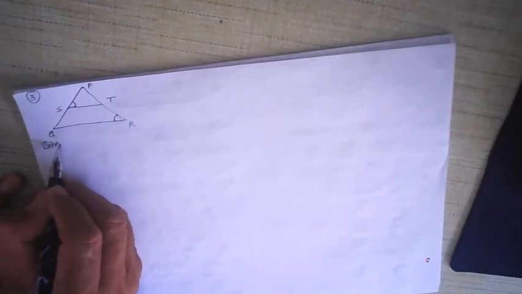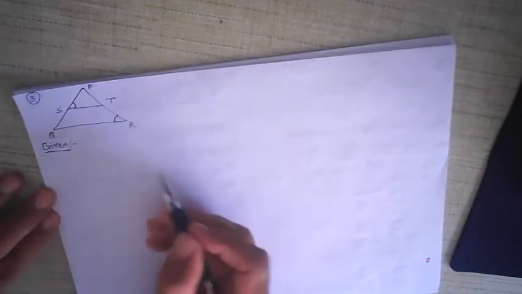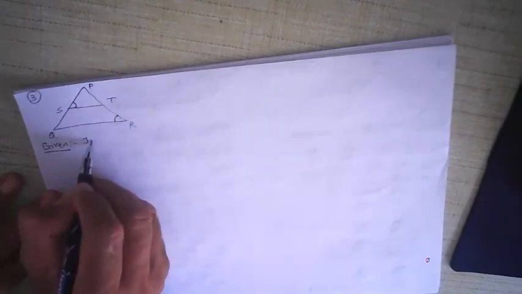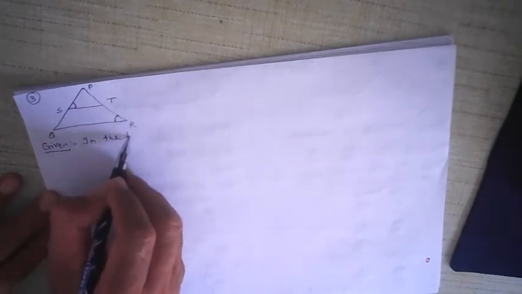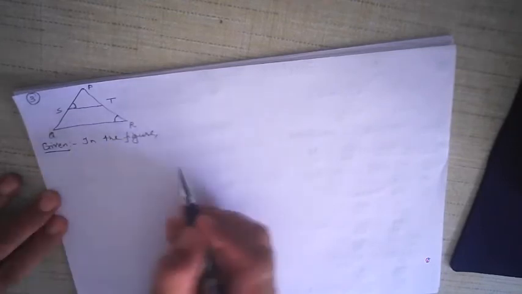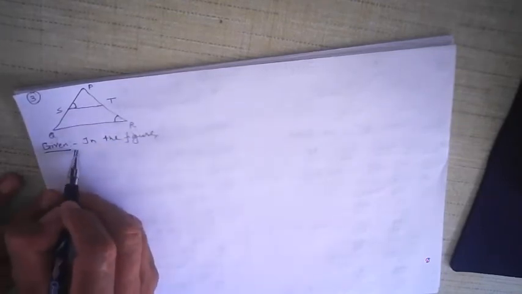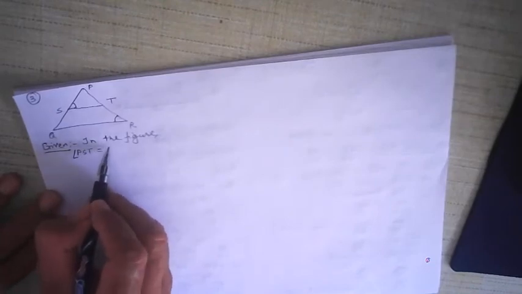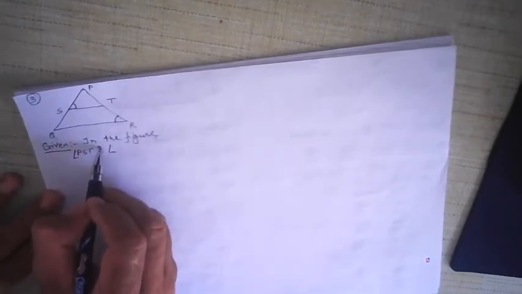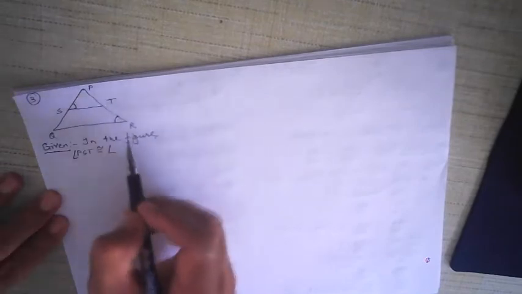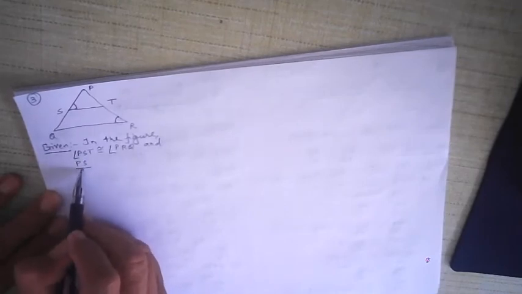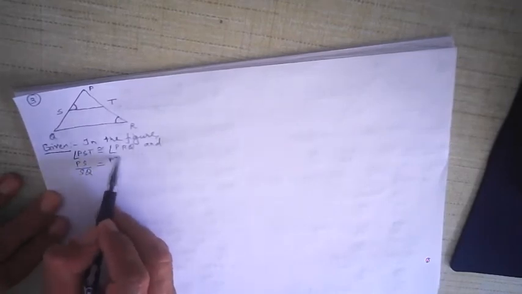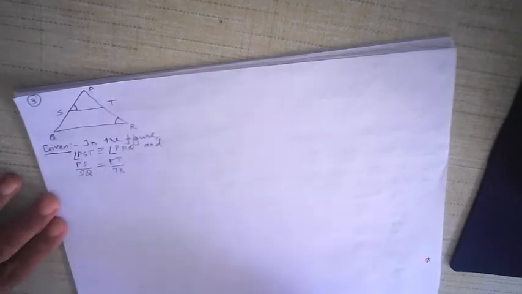First of all, we write down what is given according to the question. What is given? That in the figure, we are given that angle PST is congruent to angle PRQ, which are marked. And we are given one more thing. We are given that PS upon SQ is equal to PT upon TR. This much is given to us.